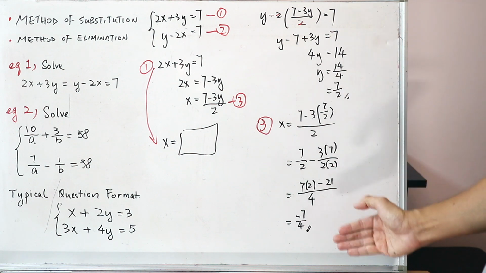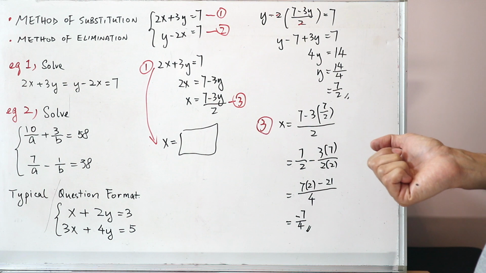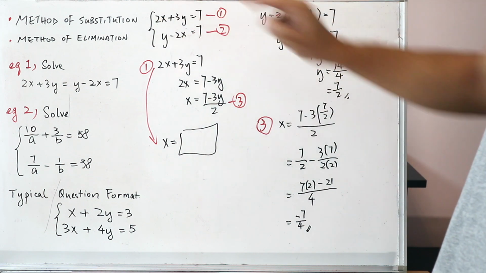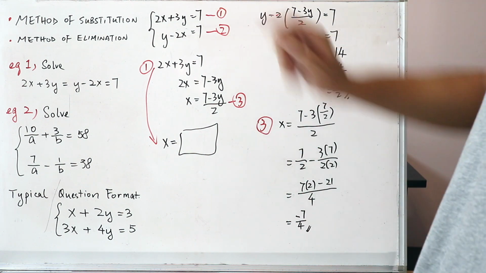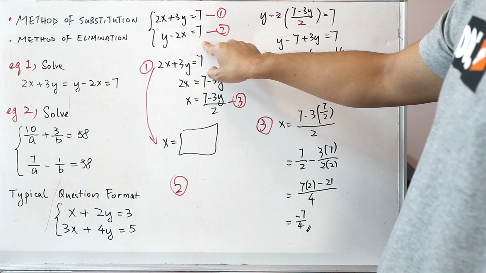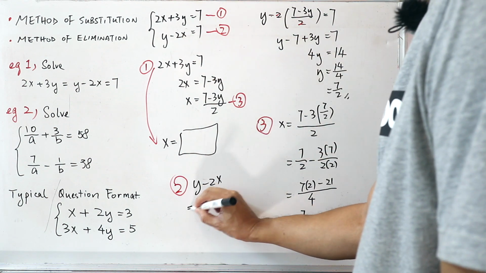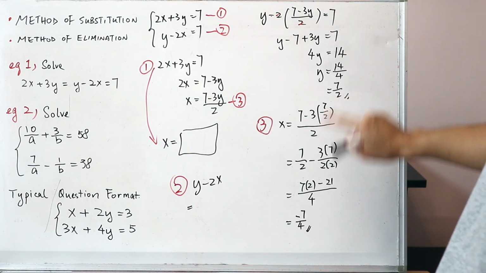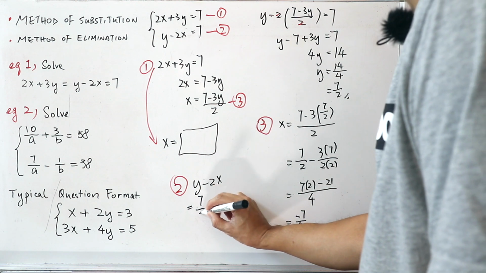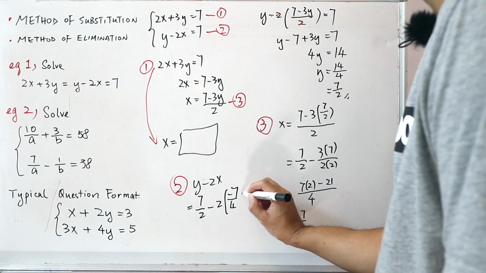So if you are unsure whether you are doing all these operations correctly, there's one way to verify your answer. You can substitute 7 divided by 2 back to one of these two equations here. Say if we look at equation number 2. We look at the left hand side of this equation number 2, which is y minus 2x, right? So we substitute this value and this value back to this formula here. So it is 7 divided by 2 minus 2 times minus 7 over 4, right?